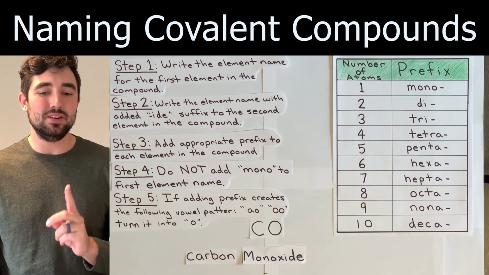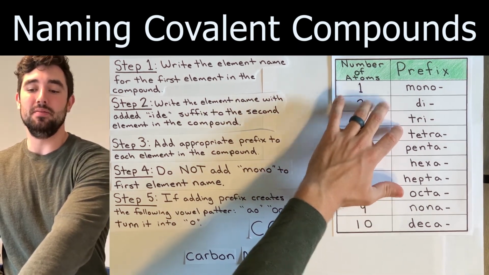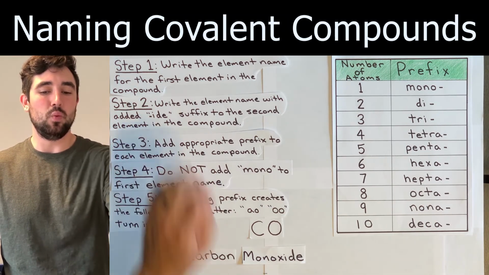Work on the practice sheet that I'll give you. I will post a picture of this chart so you guys have it, as well as all 5 of these steps. Good luck. We're done with covalent bonding. We're going to move into types of reactions next.